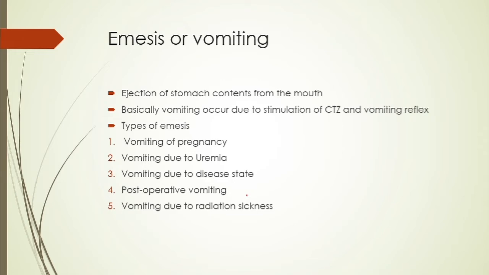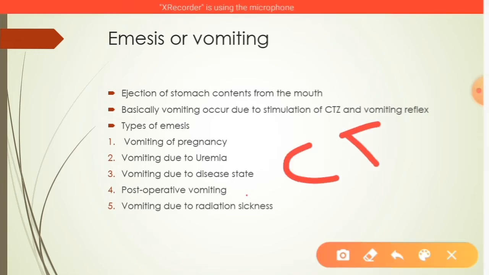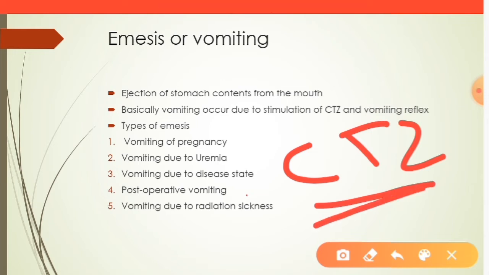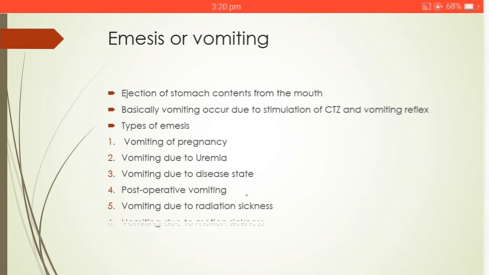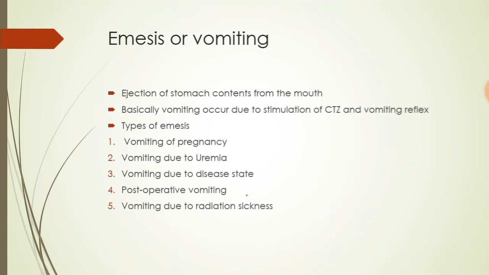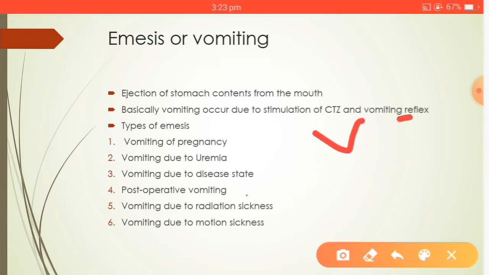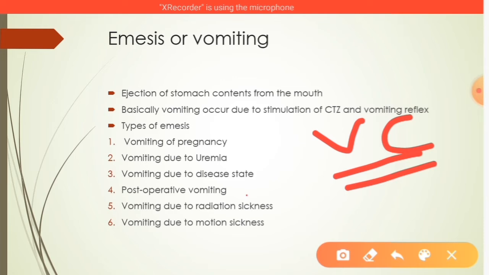Radiations can also activate the CTZ center and can cause vomiting. And the last type of vomiting is vomiting due to motion sickness. Sometimes due to excess noise, there will be overstimulation of the middle ear. Overstimulation of the middle ear will cause the sensory nerves to stimulate the vomiting center, and the vomiting center VC will send a message to the GIT and induce vomiting.